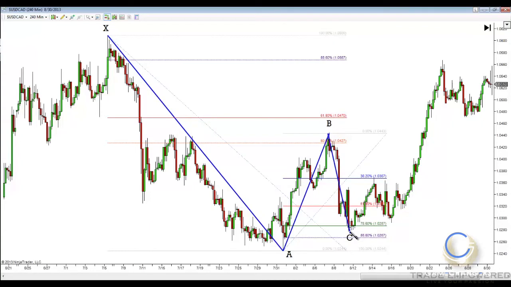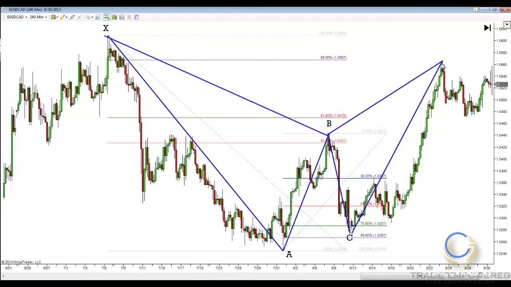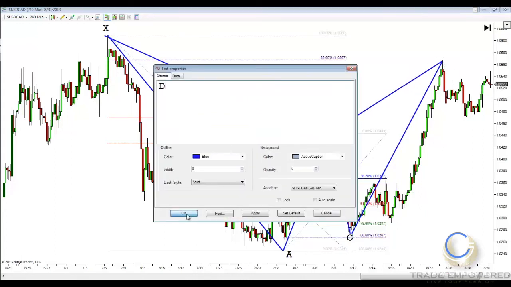And then for my D completion, looking for price to push up to the 886 Fibonacci retracement, taken from our X to my A leg, giving me a big one, but still a valid Gartley pattern.